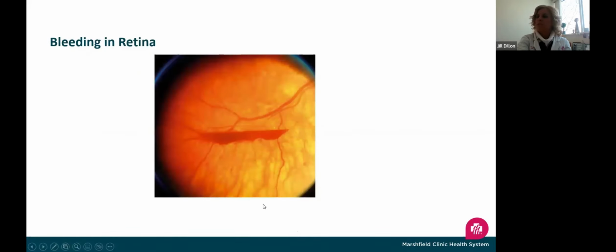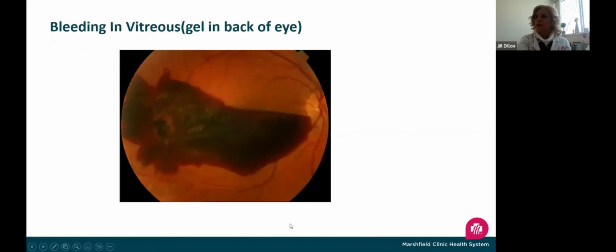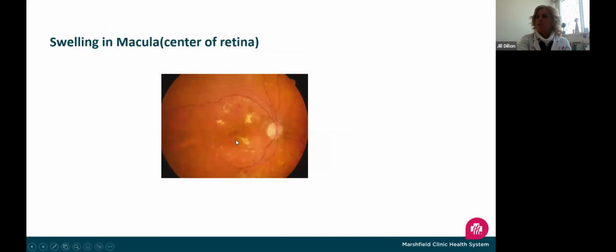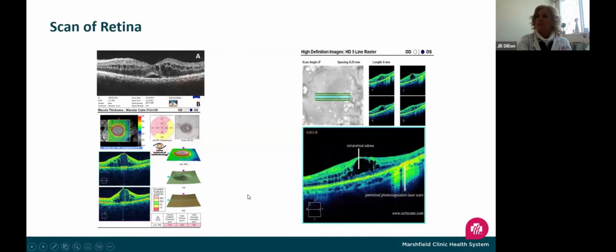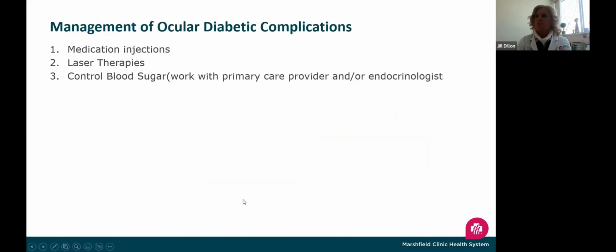And then we can also see bleeding in the retina like that with diabetic retinopathy. We can see bleeding into the vitreous, which is the gel substance in the back of your eye. And we can see swelling in the middle of that area, and again, that macula. I won't go into this, but this is just one of the ways that we look at your eyes. We use these scans that give us a good idea what the back of the eye looks like. All on this side here, this is all swelling in the back of the eye that can be occurring due to diabetic retinopathy.